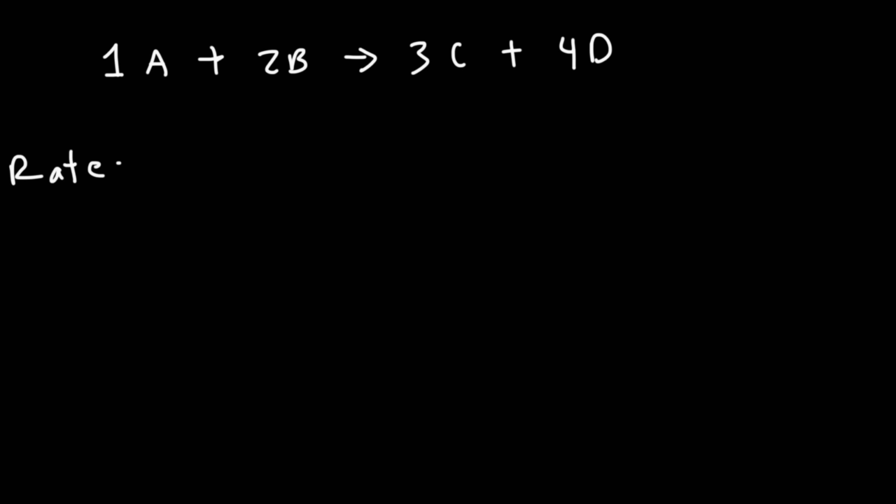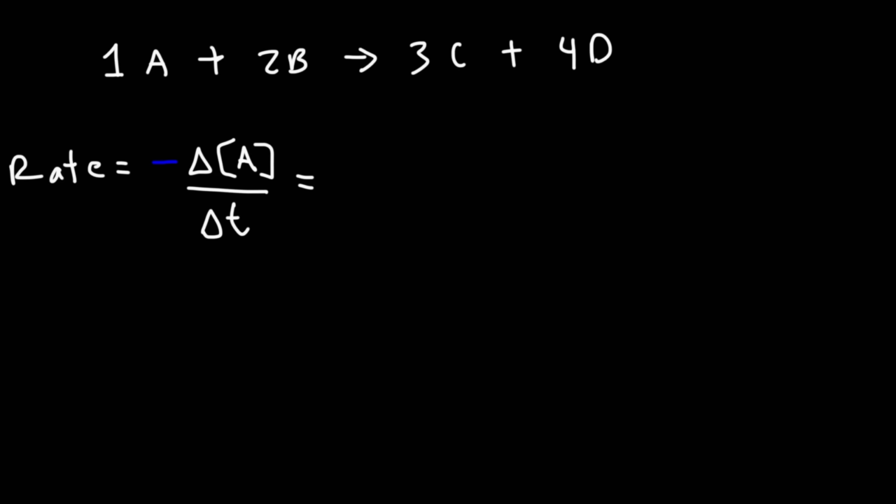Now let's say we have a reaction where one molecule of A reacts with 2 molecules of B to produce 3 molecules of C and 4 molecules of D. Now we can express the rate of the overall reaction in terms of the change in concentration of A, B, C, or D. And here's how you can do it. So the rate is going to equal negative the change in the concentration of A divided by the change in time. So that's the rate with respect to A.